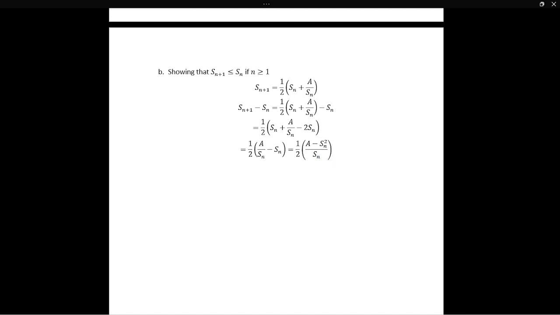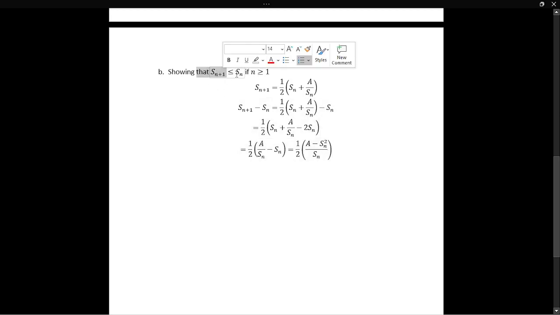Okay, but now what do we know? We need to look for the sign of this, because like I said, it's very difficult to show that s of n plus 1 is less than s of n. But if we are able to show that s of n plus 1 minus s of n is less than 0, then everything is going to be fine.